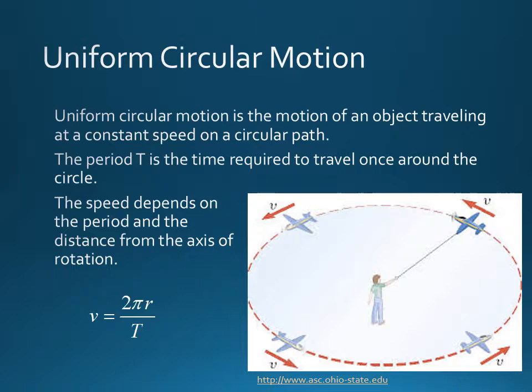Uniform circular motion is the motion of an object traveling at a constant speed on a circular path. The speed depends on the period and the distance from the axis of rotation. We approach this with the familiar: the speed of an object is the distance traveled divided by the time. For circular motion, the distance traveled is the circumference of a circle, 2 pi times the radius of the circle. The period T is the time required to travel once around the circle.